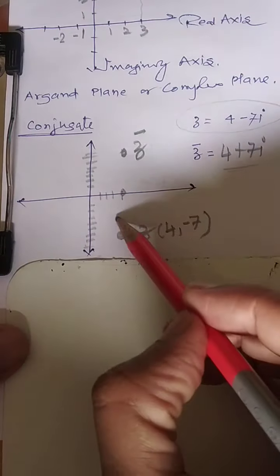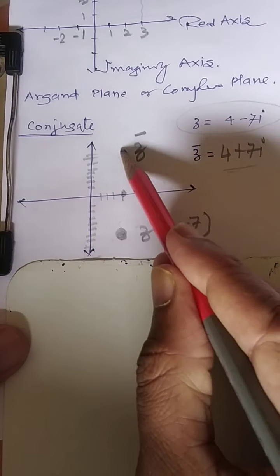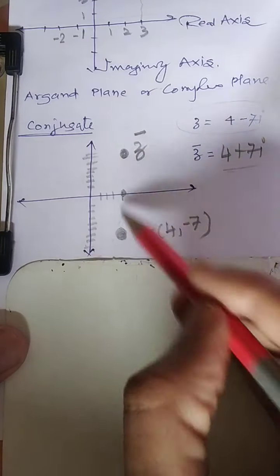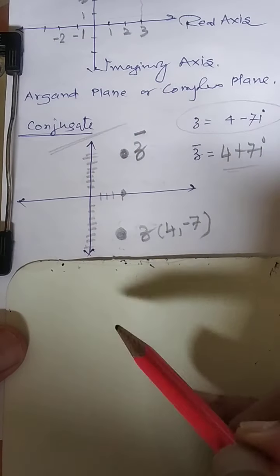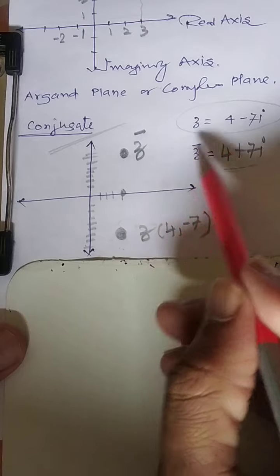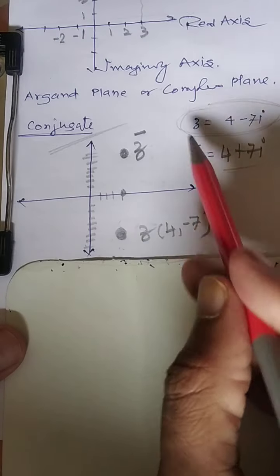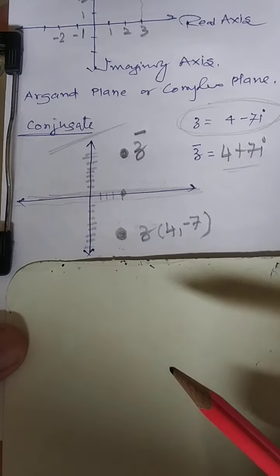So try to understand, there is some relation. This is nothing but z, this will be nothing but z bar. So these are nothing but the images of each other. So finding the conjugate means indirectly what we are doing is finding the image of the given complex number with respect to the real axis. Remember, with respect to the real axis.